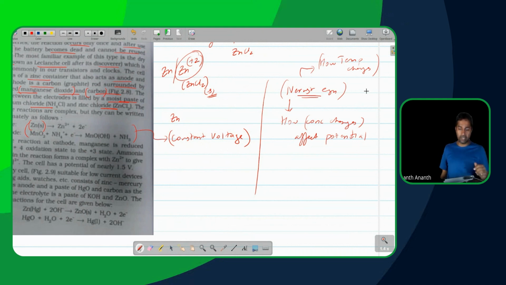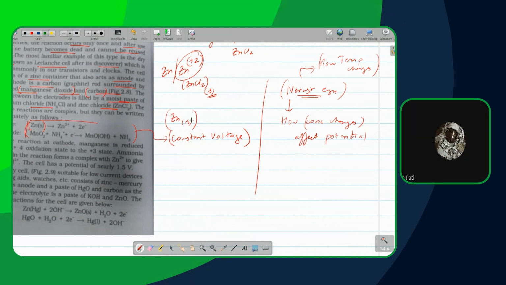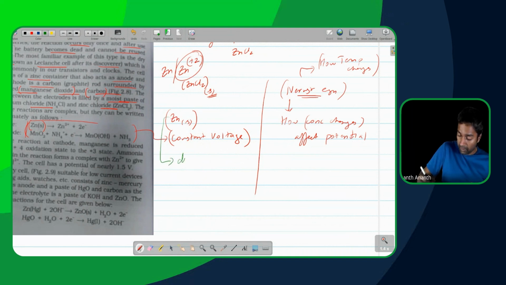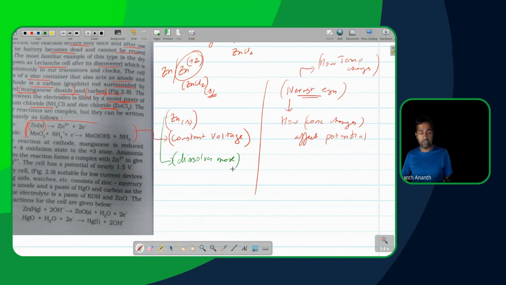Now, in this reaction, from that point of view, let's start talking about the zinc solid first. Will the concentration of it change? What is happening to the zinc solid over time? It is dissolving. That's why sometimes if you have a battery which is completely gone, it leaks. Okay, it dissolves.